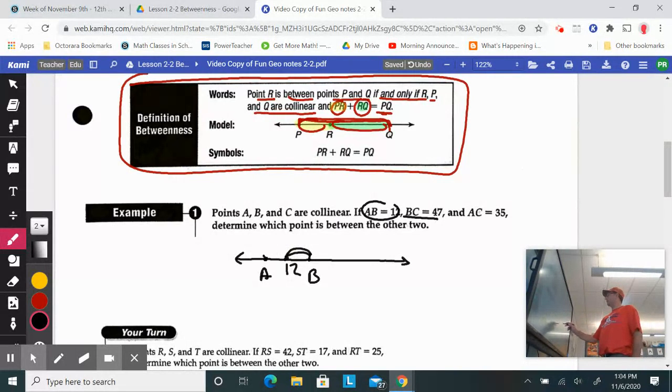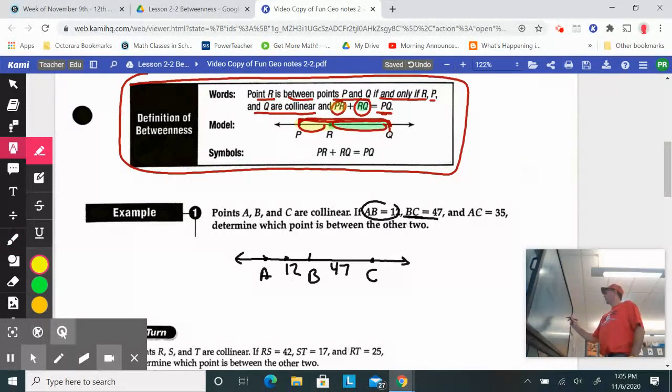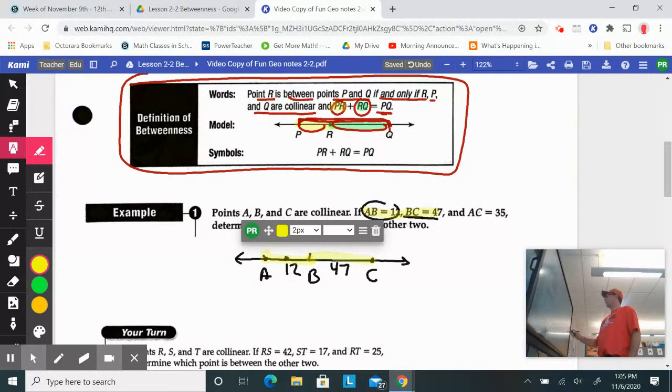So C is going to be somewhere else. I'm going to put C out here. So if C is out here, we know that B to C is 47. So let me emphasize that again. Okay, so A to B is 12, so from point A to point B is 12. And then B to C is 47, so B to C is 47.